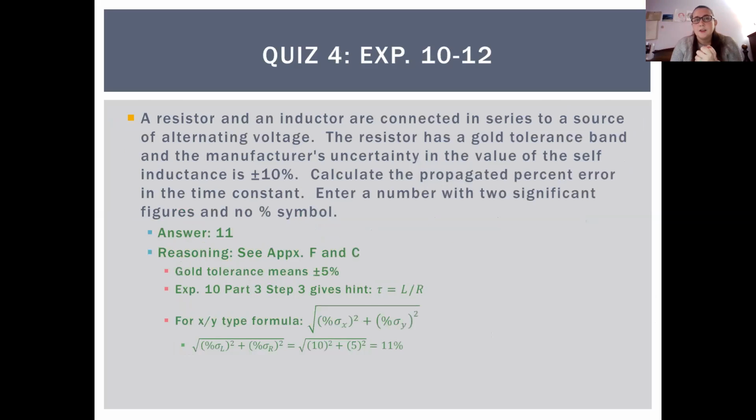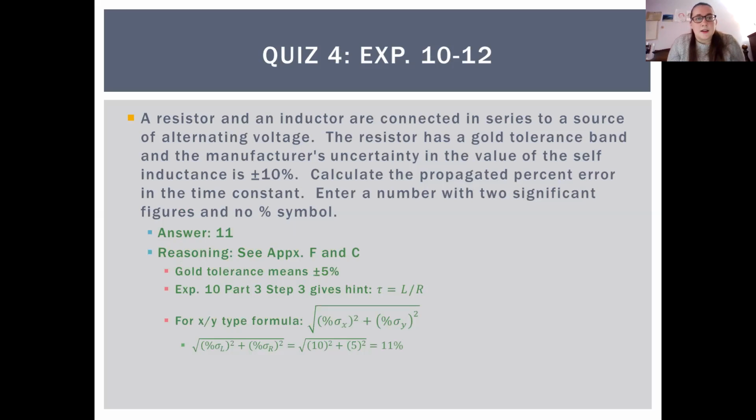Okay, finally, quiz 4, our last 3 experiments. So in this case, we're dealing with a resistor and an inductor, and they're connected in series. So this corresponds to experiment 10, I believe. Let me just make sure. Yep, experiment 11 was the RLC circuit. So experiment 10 was magnetic induction.